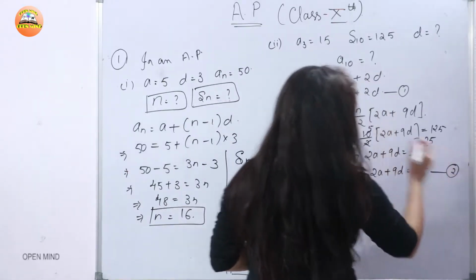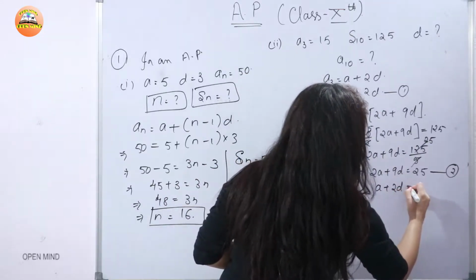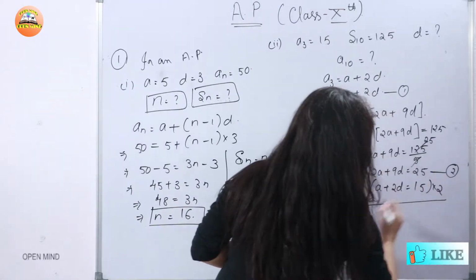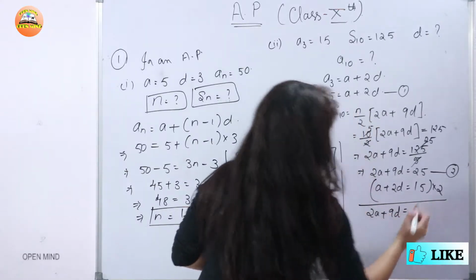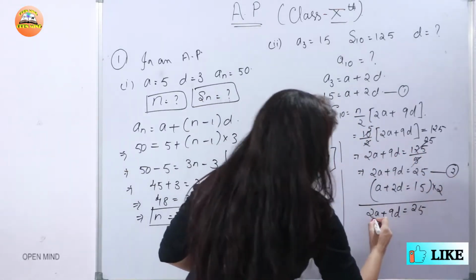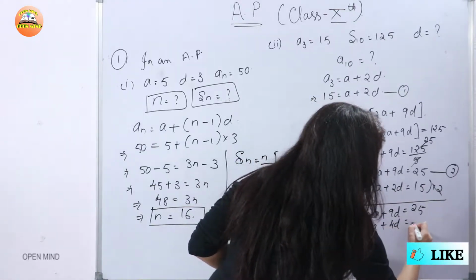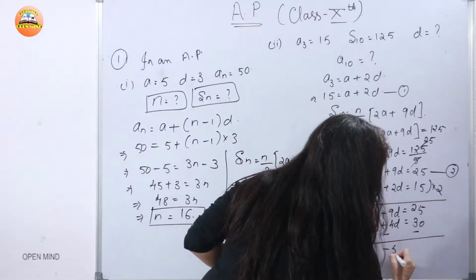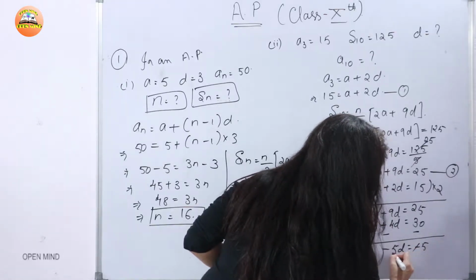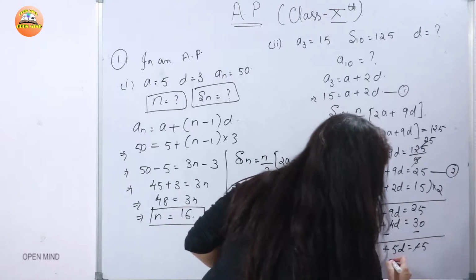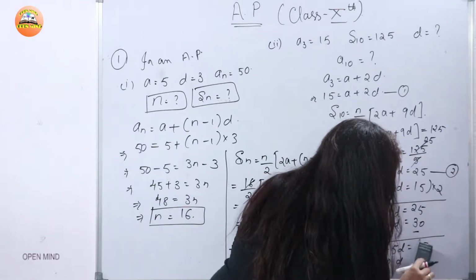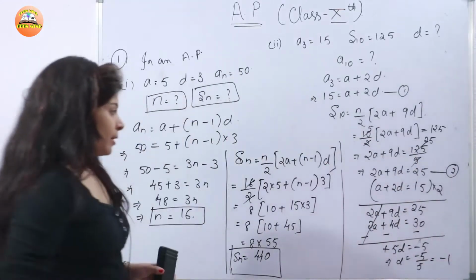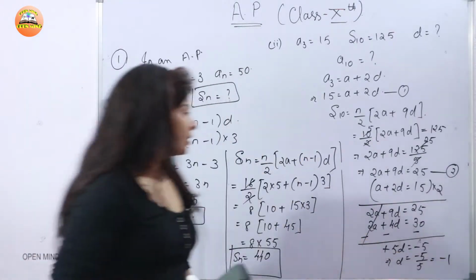So this is equation number 2, and equation number 1 was A plus 2D is equal to 15. Now we multiply this equation with 2. So we get 2A plus 9D is equal to 25, and here we get 2A plus 4D is equal to 30. So minus, minus, minus. This part gets cancelled. Plus 5D is equal to minus 5. So D will be equal to minus 5 by 5, which is equal to minus 1. So we got the value of D to be minus 1.